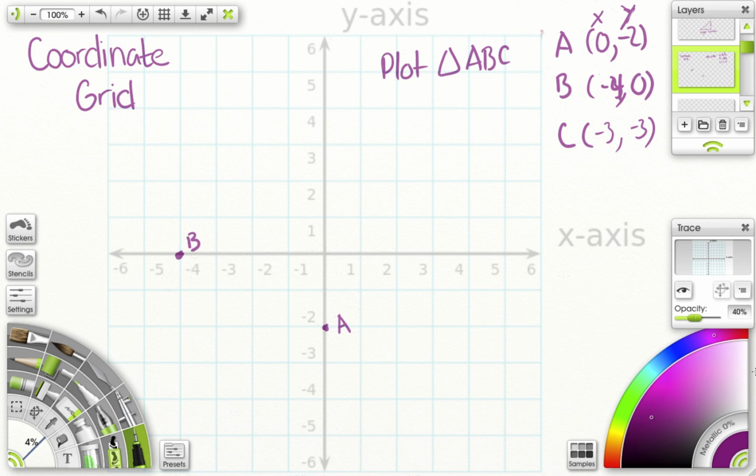C is -3, -3. So I start at my origin, I go sideways to -3. So I go left 3 spots, and then my second one is -3, so it means I go down 3 spots to -3. And that is my C. And now, because I have to plot the triangle, I can connect all these dots together. So that is triangle ABC, which is very poorly drawn. And that is essentially it. So here we have our triangles plotted, and we have our basic plotting done.